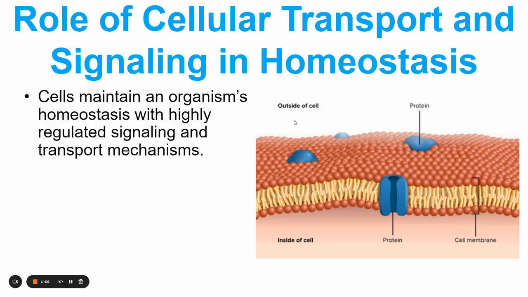Okay, so the big idea here is that cells are the thing that's responsible for maintaining an organism's homeostasis. And so the cells have these really highly regulated systems and mechanisms to allow things to come in and go out of the cell, and even communication within the parts of a cell, within the different organelles.